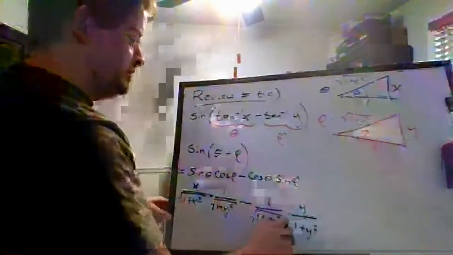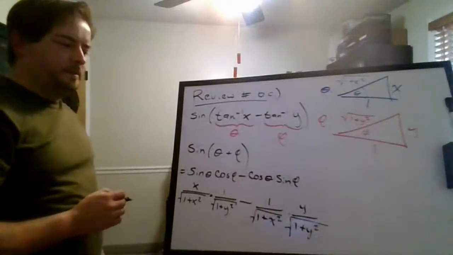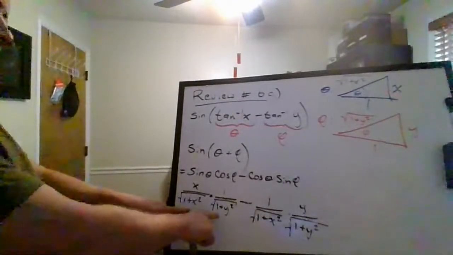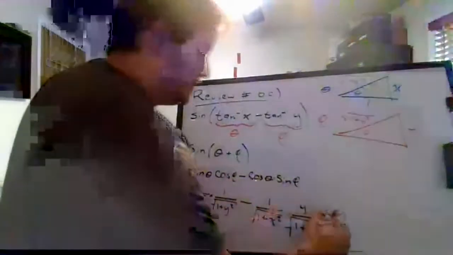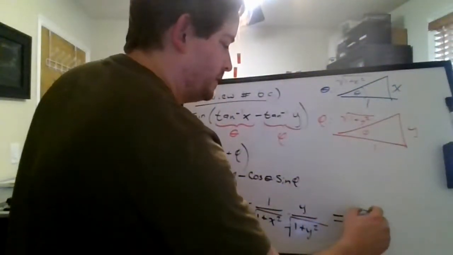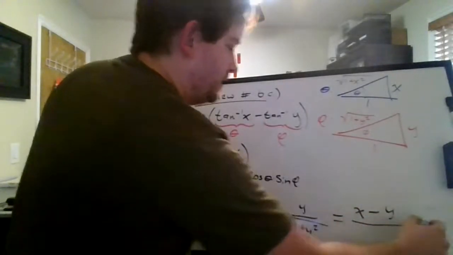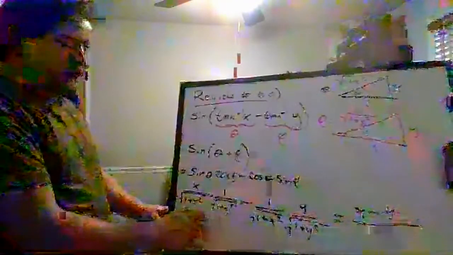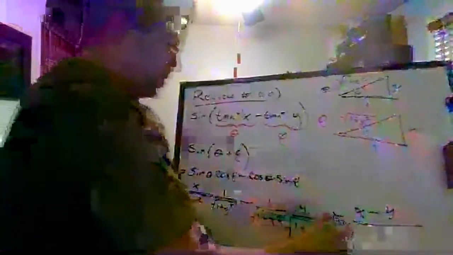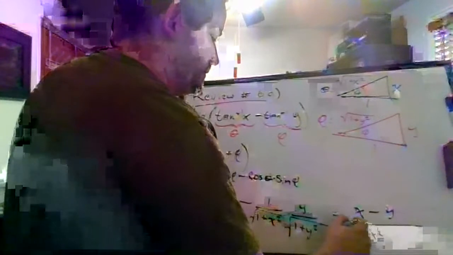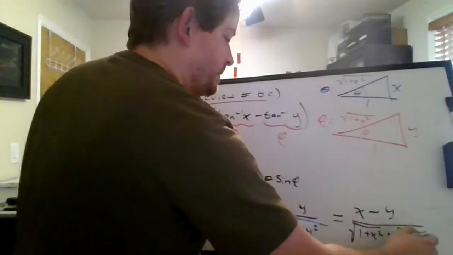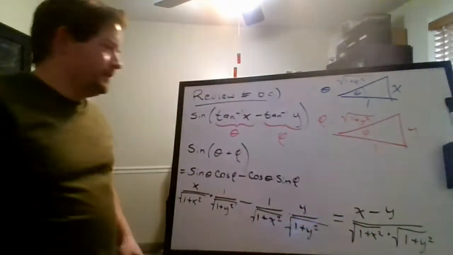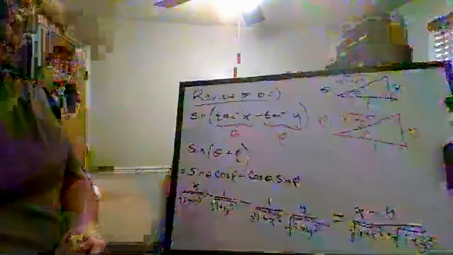Okay. So then these denominators are the same, so I can just call this x minus y in one numerator over that same denominator of the square root of 1 plus x squared times the square root of 1 plus y squared. And that is 6c.